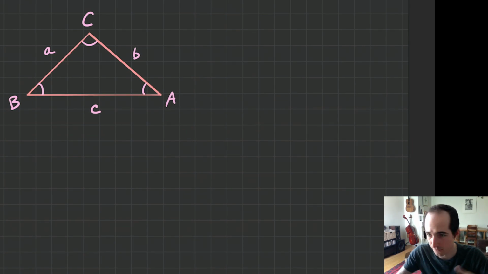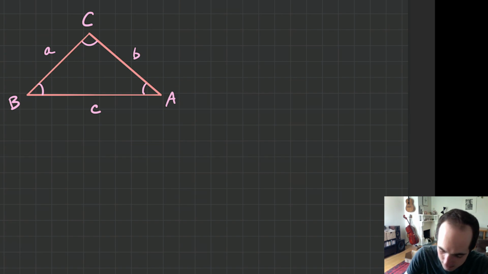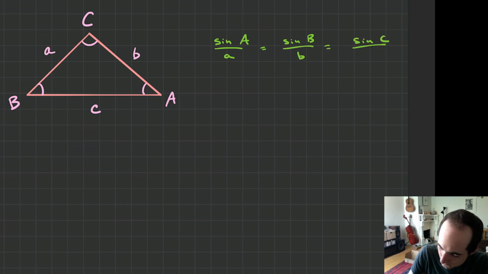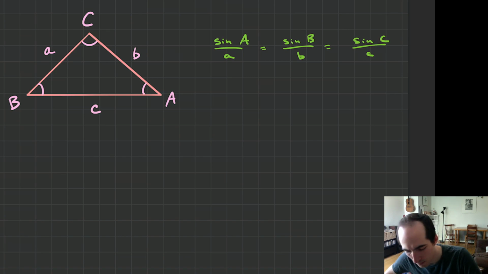It kind of just, everything falls into place. The A's stick with the A's. There's very little to memorize here. So the idea is that sine of A over A is equal to sine of B over B, which is equal to sine of C over C. Like, wow, what a nice looking formula. All the A's are with the A's, the B's are with the B's, the C's are with the C's. There's nothing complicated to memorize here.